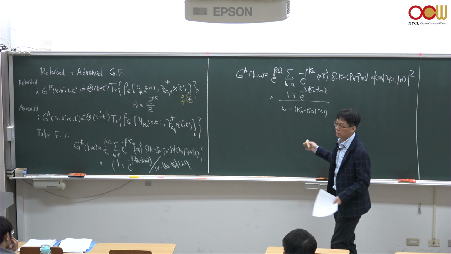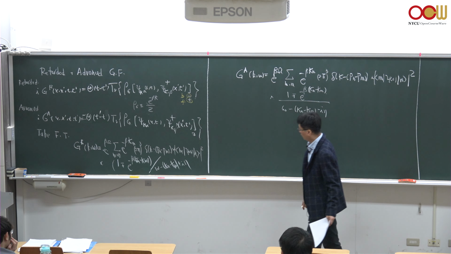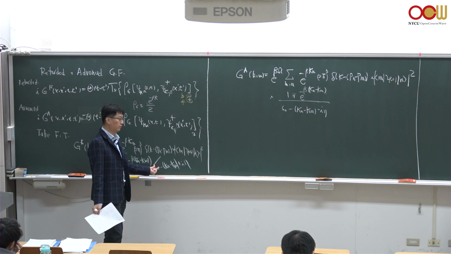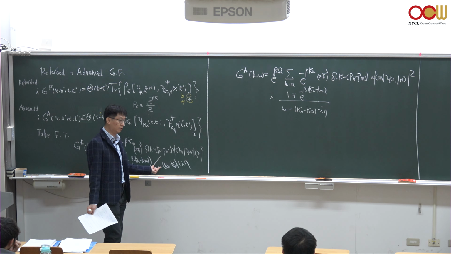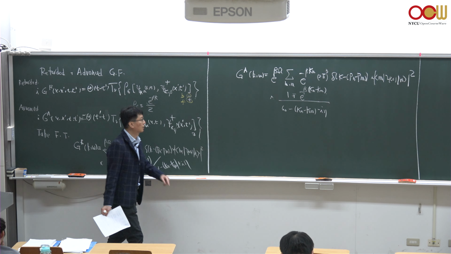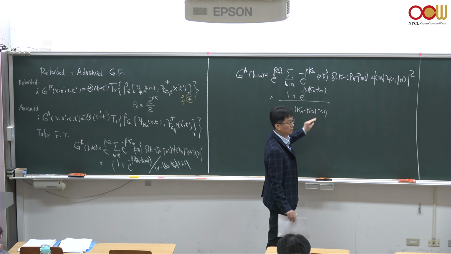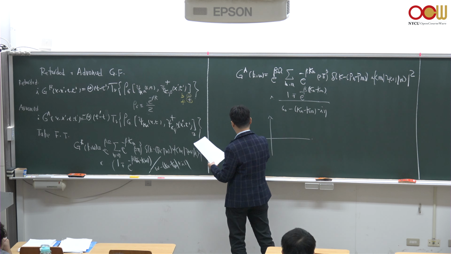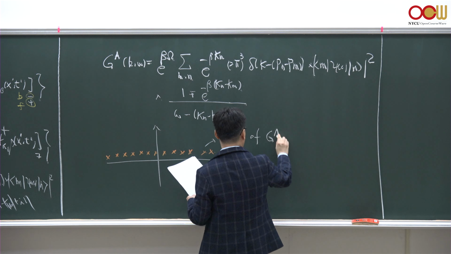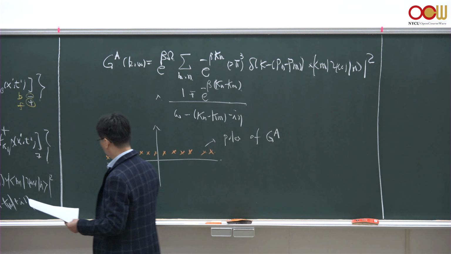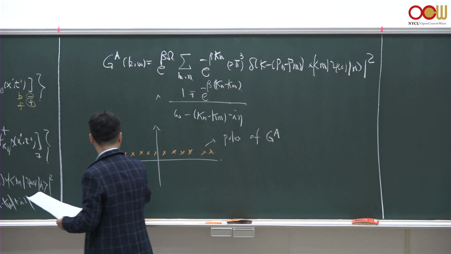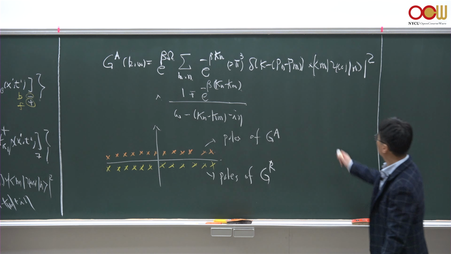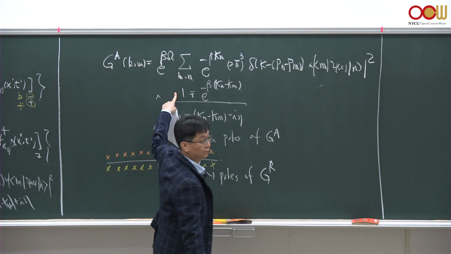But the pole structures are really the same, so you have the simple poles when this denominator vanishes, and this happens for the retarded Green's function below the real axis because this is plus i eta, and for the advanced Green's function this occurs above the real axis. So we get many simple poles for G advanced above the real axis, and for retarded below the real axis. And the residue is just this matrix element squared times the thermal factor.